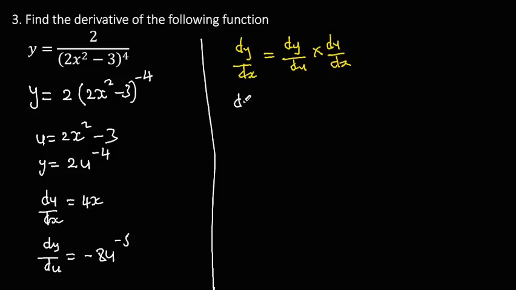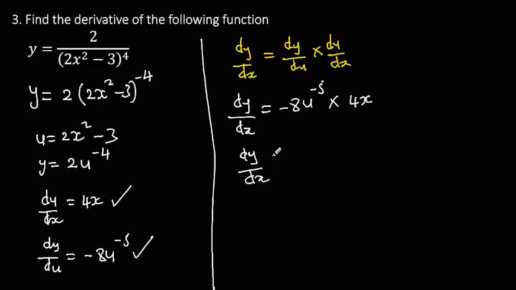That is, change in y due to change in x is equal to, we identify change in y, change in u. Change in y, change in u is this derivative, negative 8u raised to the power of negative 5. We multiply by change in u, change in x. Derivative of change in u, change in x is 4x. So we multiply by 4x. Then we simplify our equation, that is change in y, change in x is equal to, we multiply negative 8 with 4x, and that is going to give us negative 32x u raised to the power of negative 5.